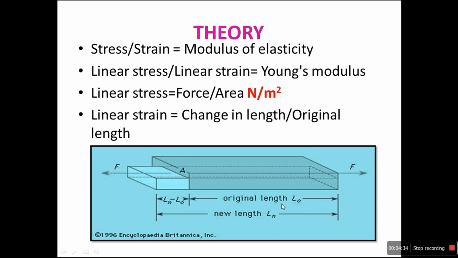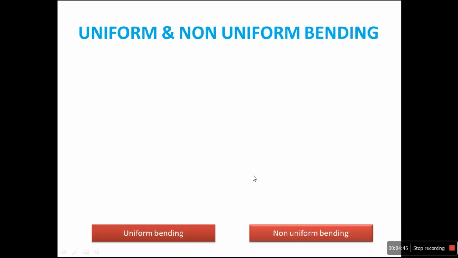Ln is the new length and L naught is the original length. Then how much is the increase in length? If you subtract L naught from Ln, you get the increase in length. So this is the strain produced. In this way we can calculate the Young's modulus of the material of the beam.